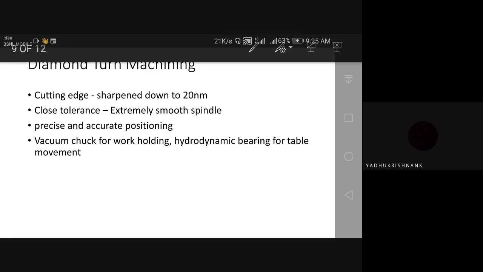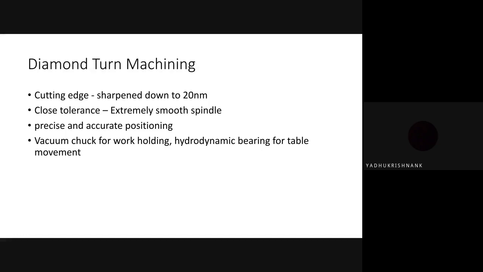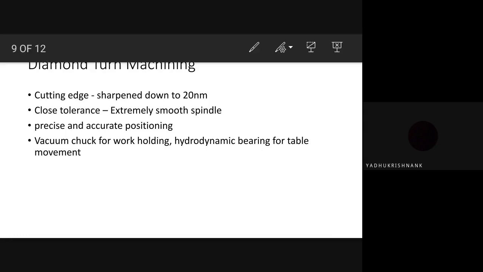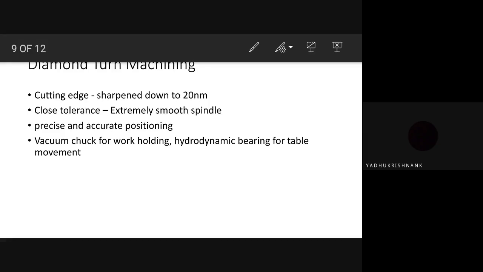Regarding the material removal mechanism and all, we will be discussing it in the next class. So this was about our today's topic. Today we have seen what micro machining is, what the classifications are, and one among the processes, that is diamond turn machining.